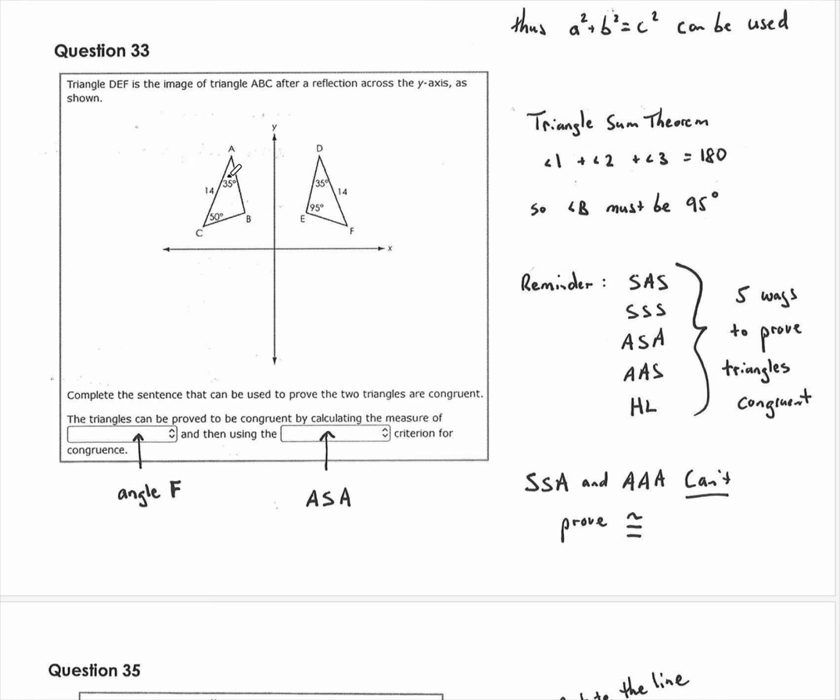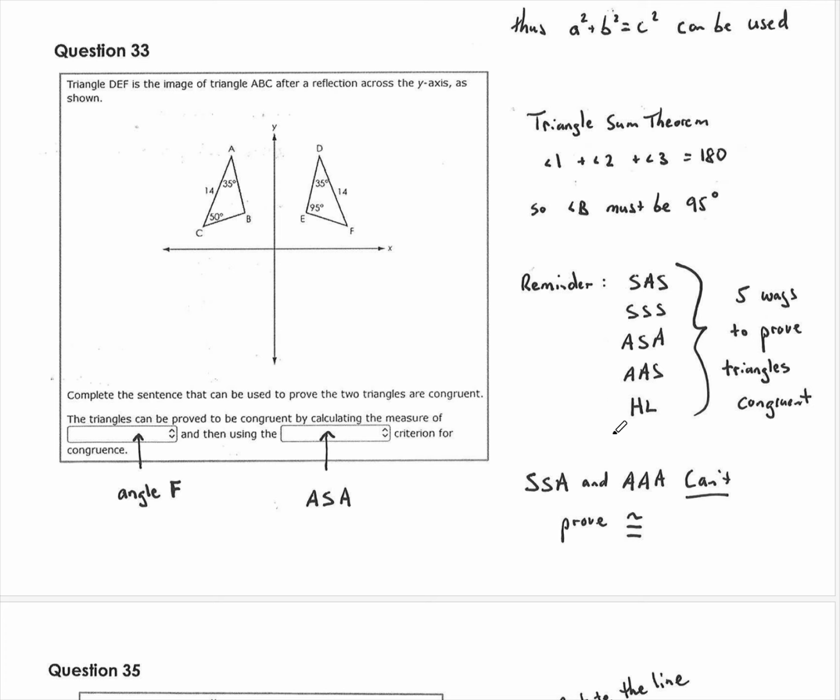Once you know that angle, that side, and that angle, well, you have angle, side, angle. And the other triangle has the same angle, side, angle. So if we know angle F is 50, then we know the triangles are congruent by angle, side, angle.